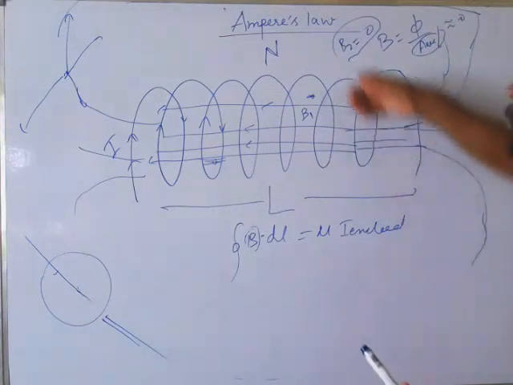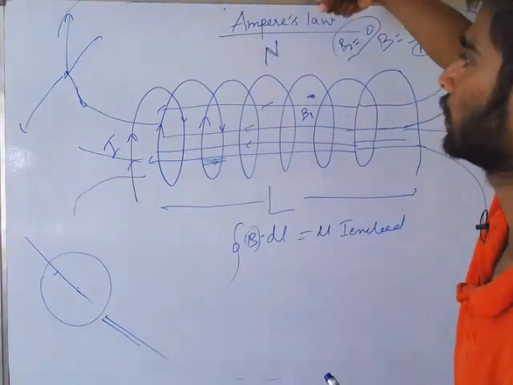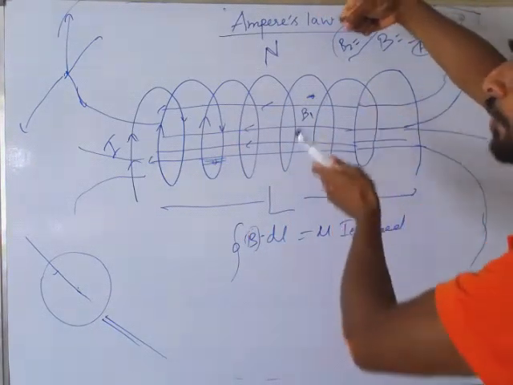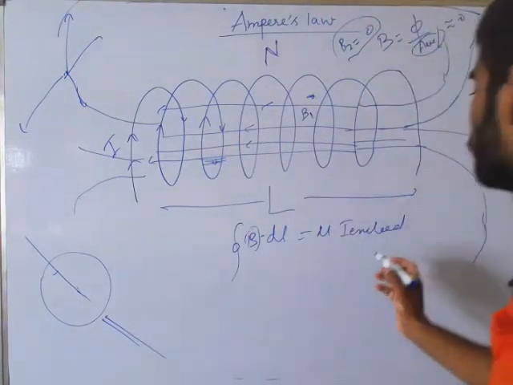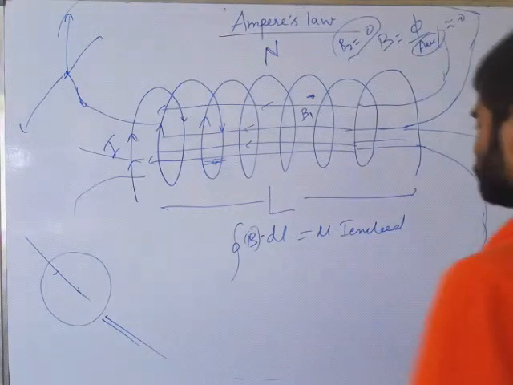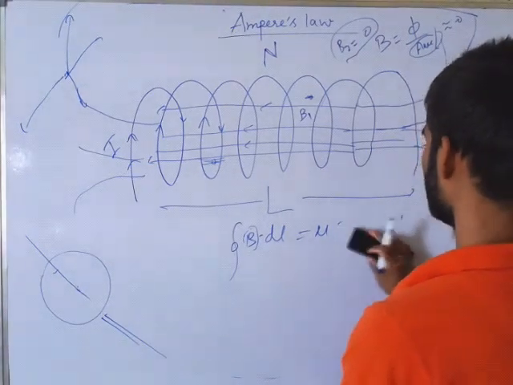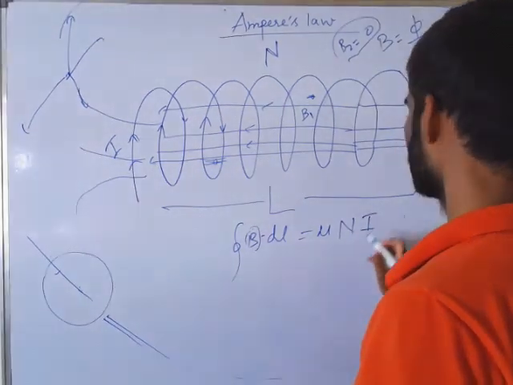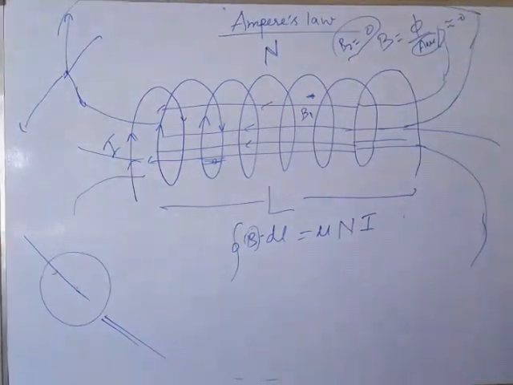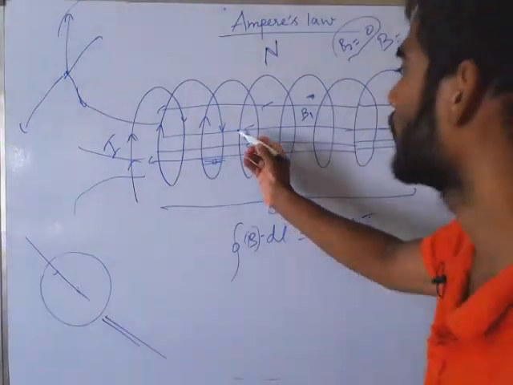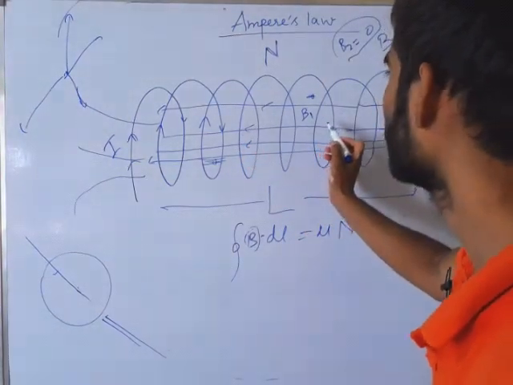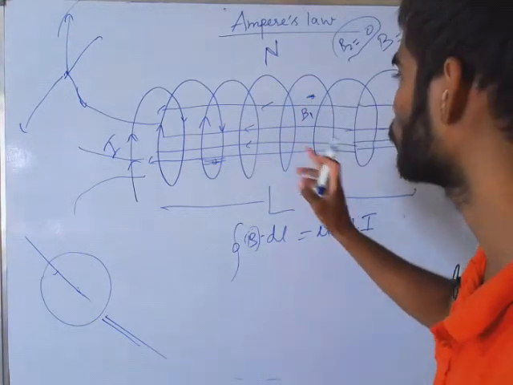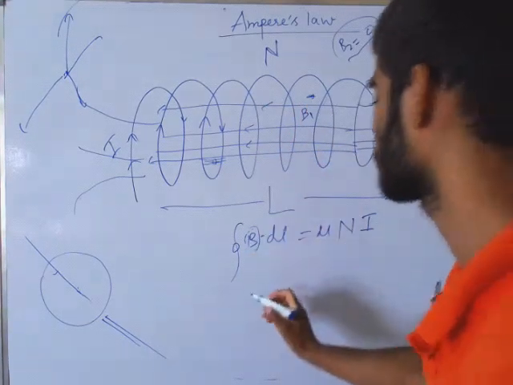Or suppose you have taken flux density like this, how many wires are linked with this? n wires are linked. So I enclosed is nothing but n into I. Okay, now tell me, we have already assumed that B is constant, and outside B is 0. So we will perform this integration in two stages.